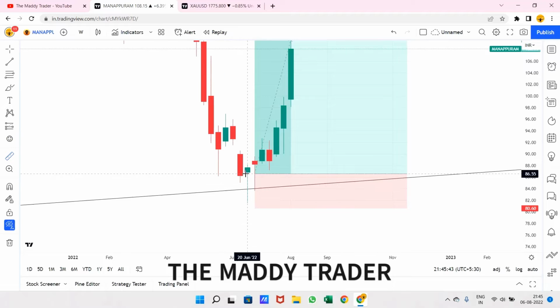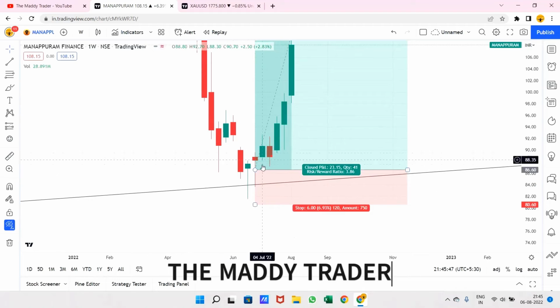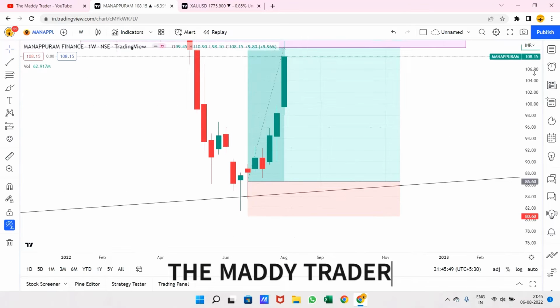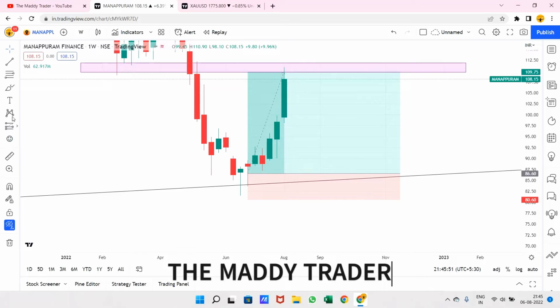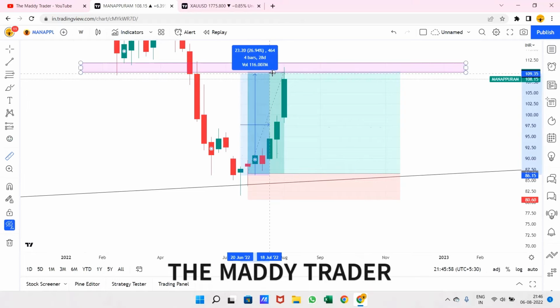I found the demand zone and the candlesticks, and it closed as a hammer candle in the weekly time frame, which gave me more confidence to go long. And I took a trade. I put my stop loss below this, as I said, 6 rupees stop loss, and it goes on like this.